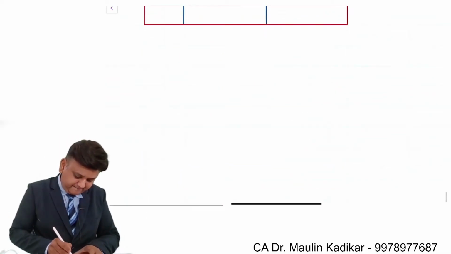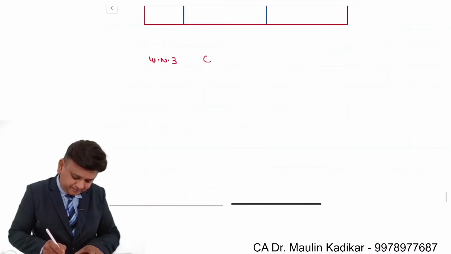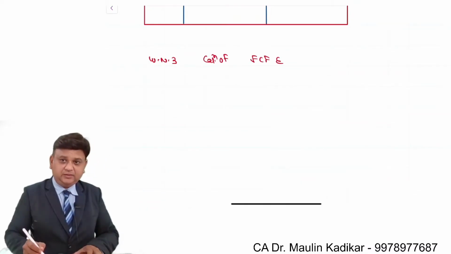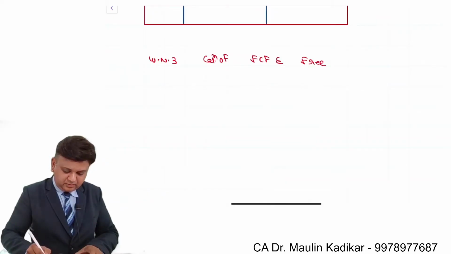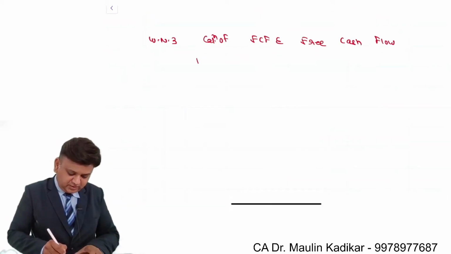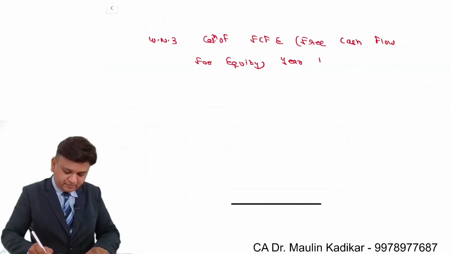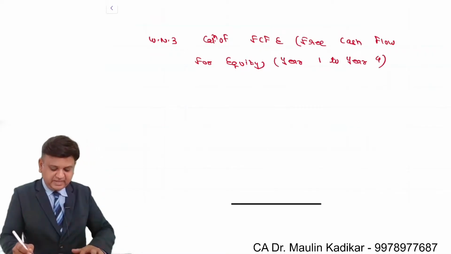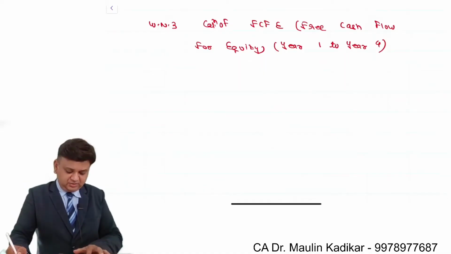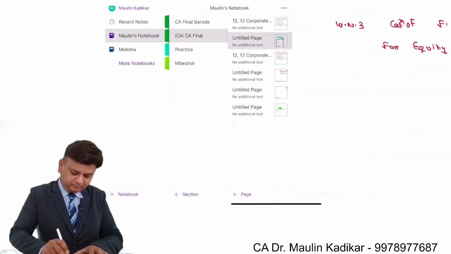Working note number 3. Calculation of free cash flow for equity. In bracket I am writing year 1 to year 4. Let us have understanding that's how to make the calculation. This is going to be an important working note.